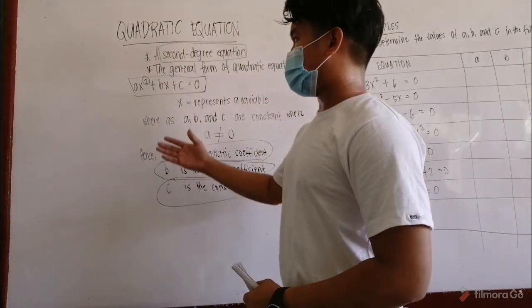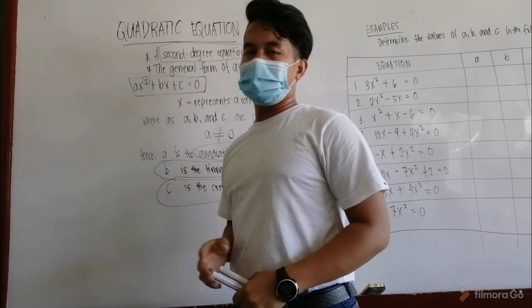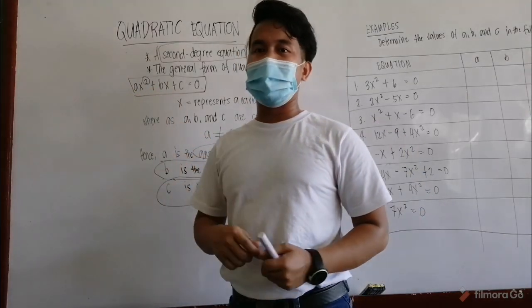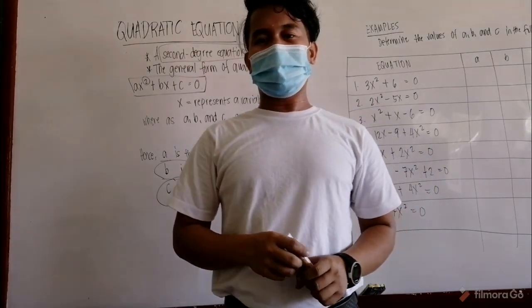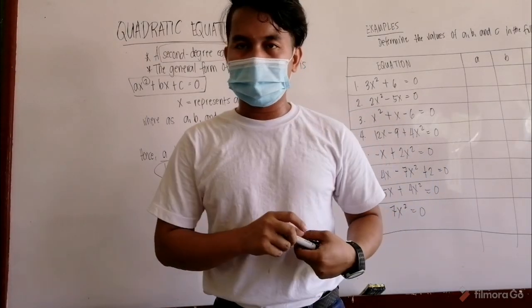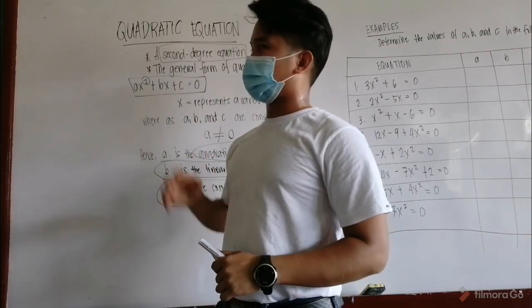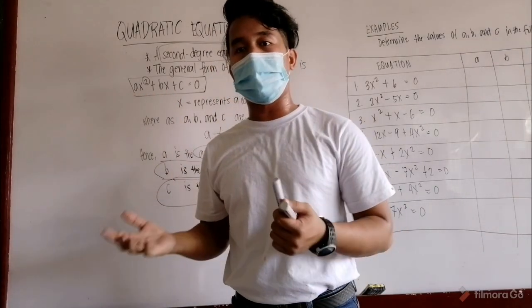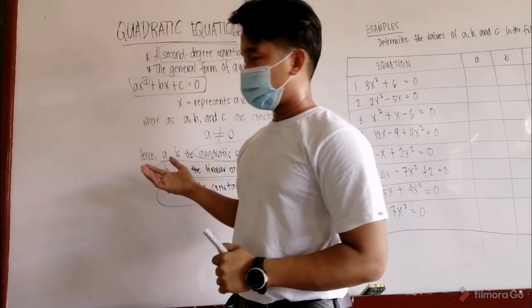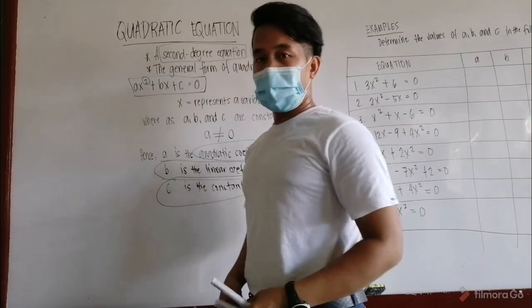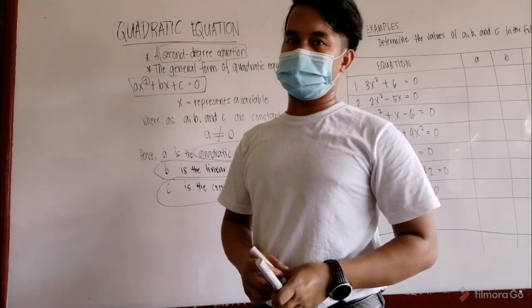So it means that if our given equation has an exponent greater than 2, then it is not a quadratic equation. You must remember that. Also, if the exponent of the given equation is lower than 2, then it is not a quadratic equation. So we have two kinds of quadratic equation.